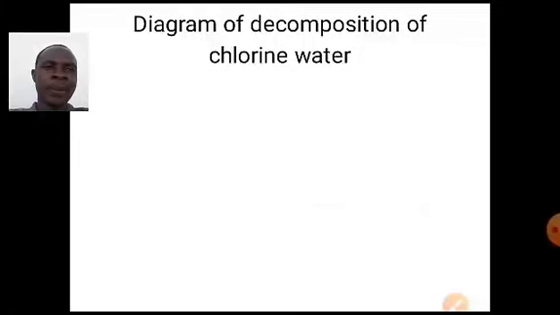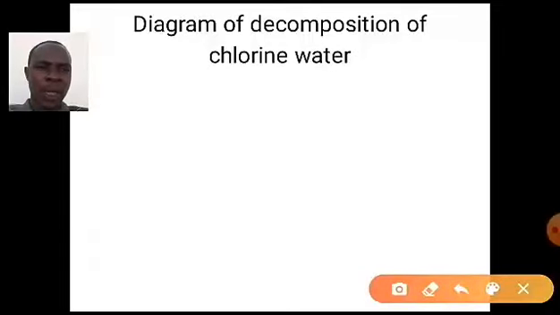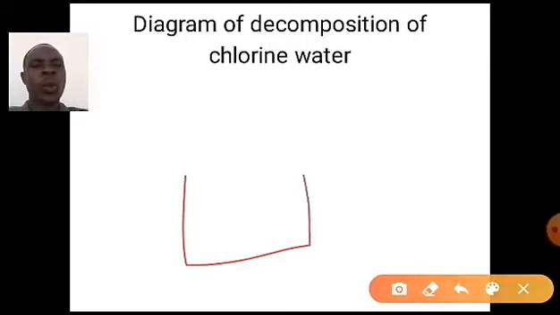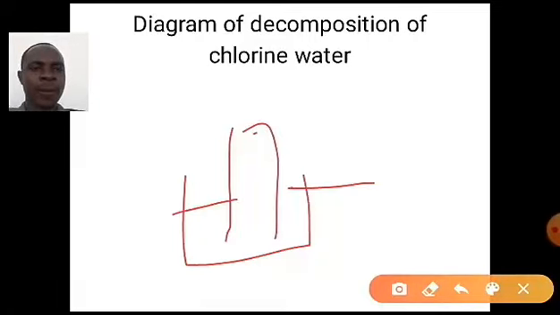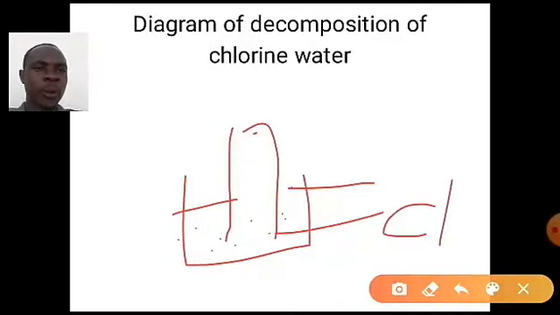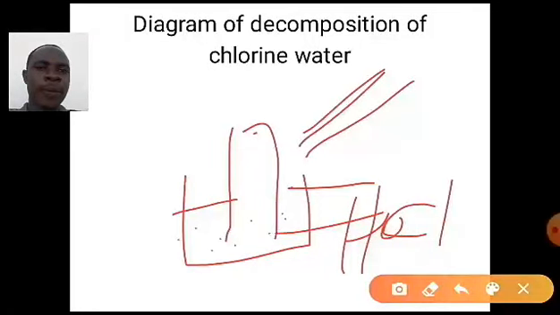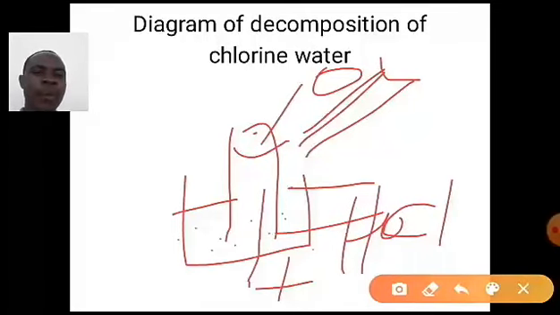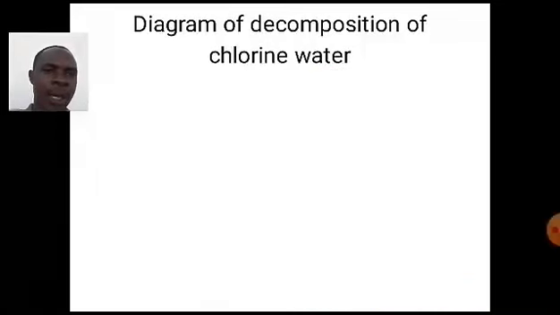Let's see the diagram. Maybe you have a container, a beaker, and inside this container there is chlorine water, which contains hypochlorous acid. When sunlight or heat is introduced, it breaks down to release oxygen, and the remaining solution will be hydrochloric acid. Is it clear? I'm repeating again.